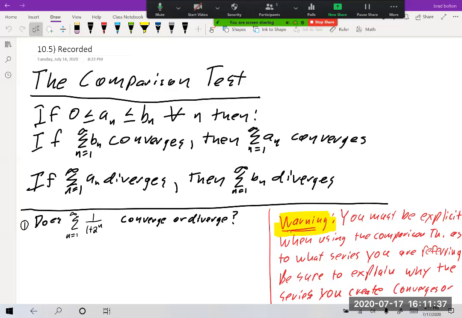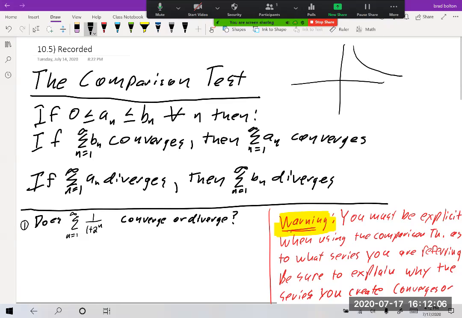So what I'm going to do is, I wrote above here the comparison test. The comparison test says if 0 is less than or equal to a sub n is less than or equal to b sub n for all n, then if b sub n converges, so remember b sub n is the bigger sequence, then the series of a sub n must also converge. If you think of it like two functions or two graphs, you could think of it like the squeeze theorem kind of.